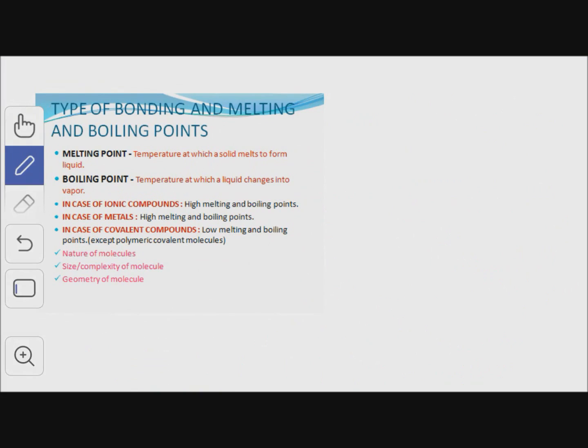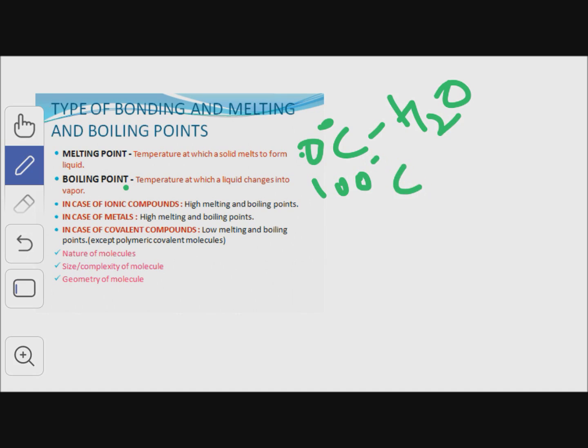Types of bonding and melting and boiling points. What is melting point? It is the temperature at which a solid melts to form a liquid. For example, melting point of water is 0 degree Celsius. Boiling point is the temperature at which a liquid changes into vapor form. For example, water has a boiling point of 100 degree Celsius.